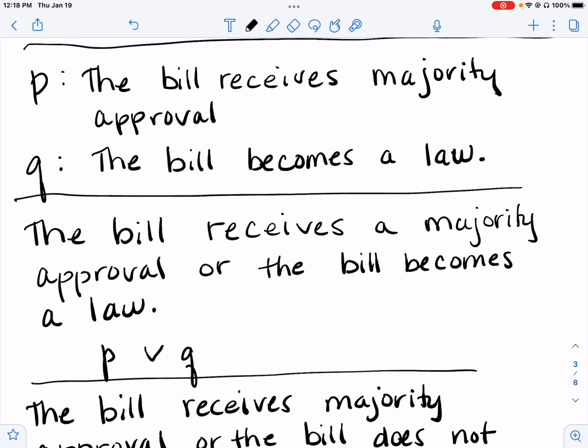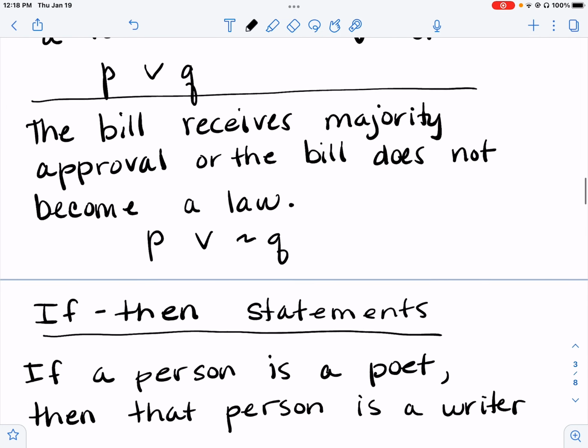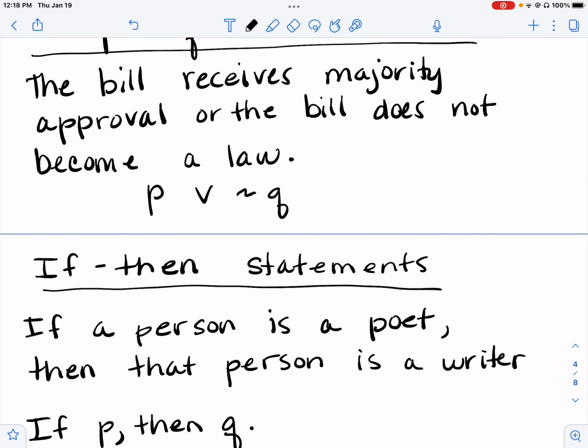P: the bill receives majority approval. Q: the bill becomes a law. The bill receives majority approval or the bill becomes a law. So this symbol means or. The bill receives majority approval or the bill does not become a law. Remember, this means the opposite of Q. Does not means the opposite of Q.